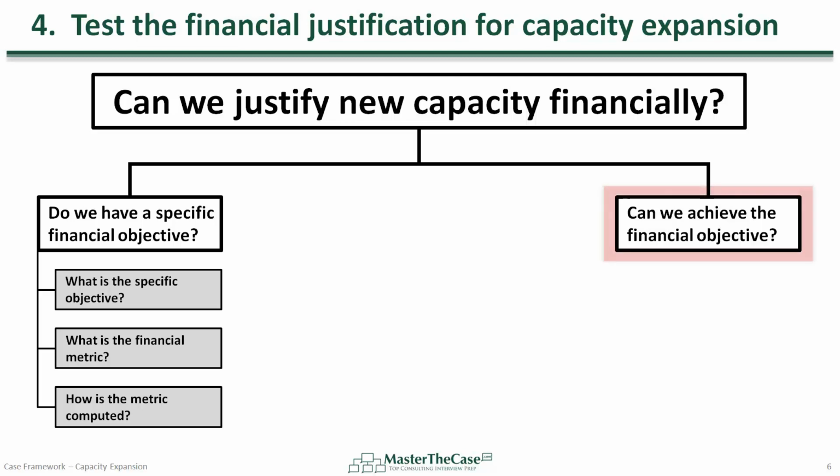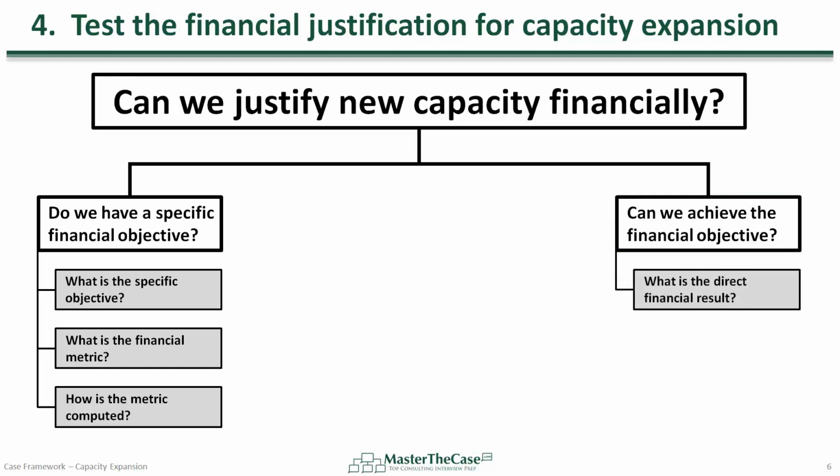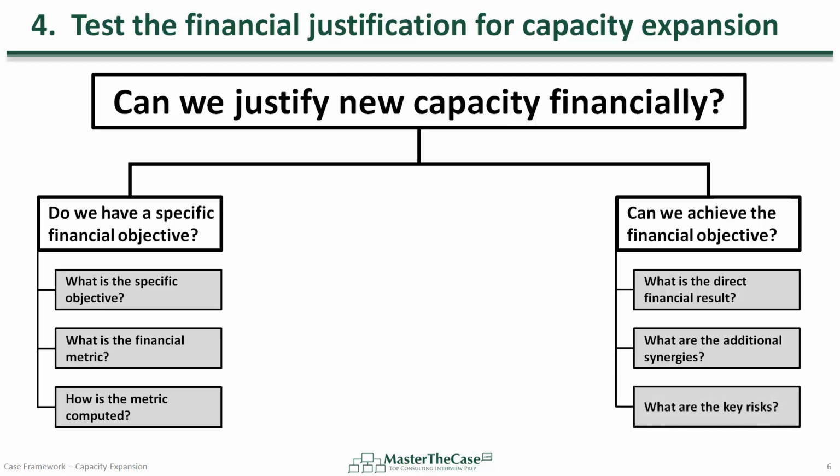Next, to analyze our ability to achieve the financial objective, we'll ask 3 main questions. 1. What is the direct financial result? We must quantify the financial benefit that results directly from capacity expansion and compare it versus the case objective. 2. What are the additional synergies? As often required, we must account for positive and negative synergies, which result indirectly from capacity expansion, in the overall financial result. And 3. What are the key risks? We must anticipate and ideally quantify the key risks that can jeopardize capacity expansion.